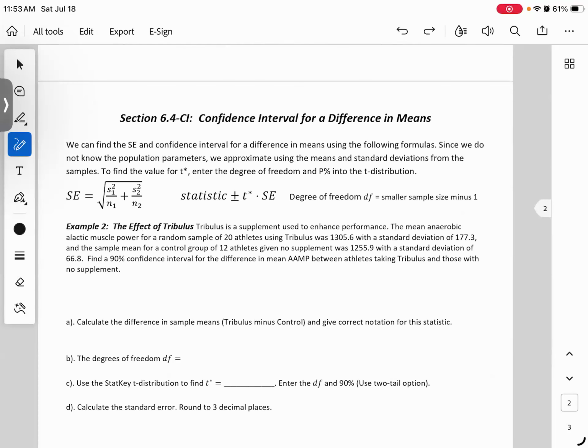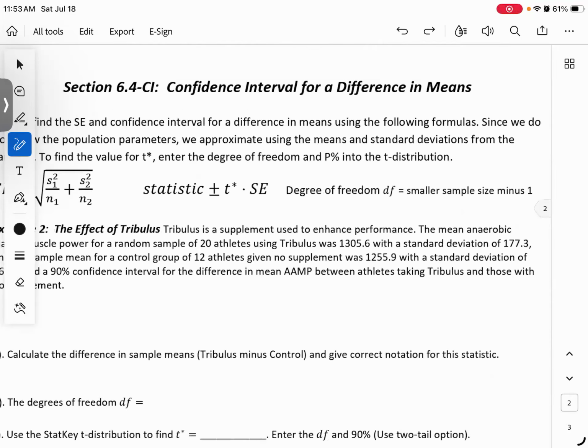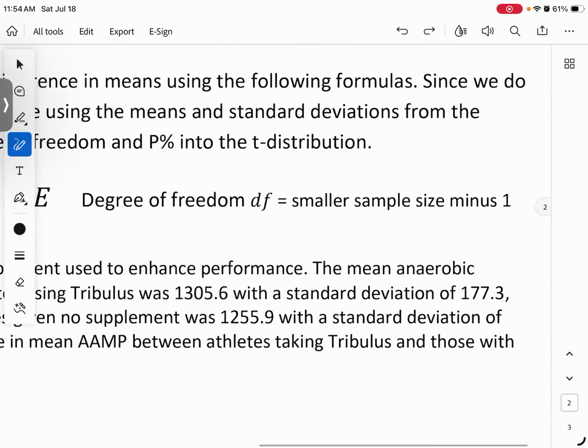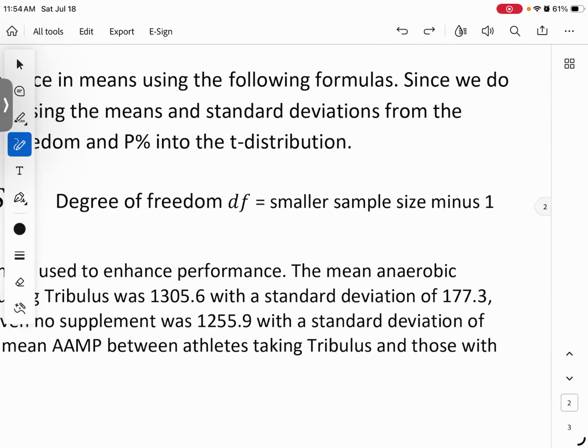Now, in the last section, 6.2, we talked about degrees of freedom, being that you would take the sample size minus 1 whenever you go to the t-distribution. But now that we've got two different groups, the guidance here is that whenever we go get t-star, and there are two sample sizes, use the smaller one and subtract 1 from it.